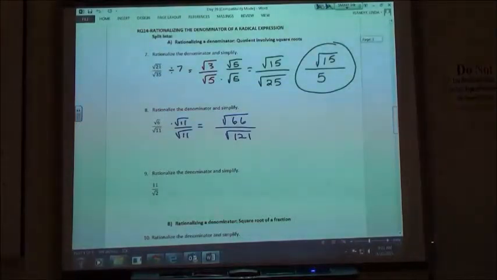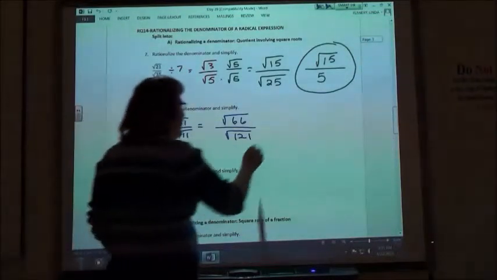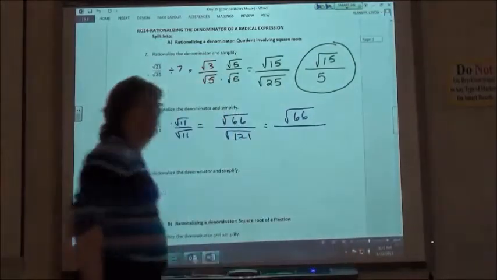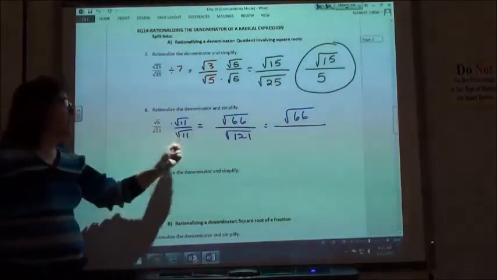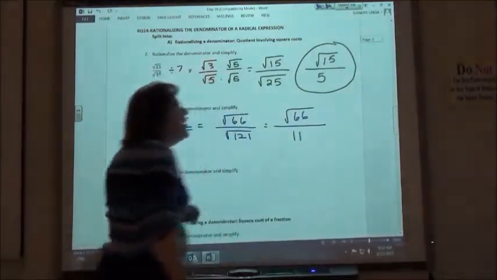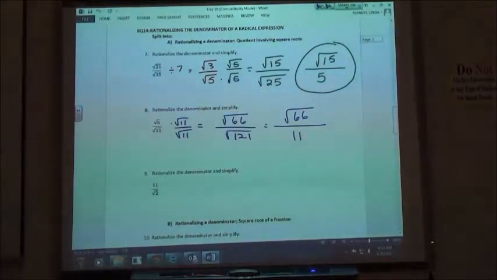And the square root of 121 should now be a perfect square. The square root of 121 is 11, right? We took 11 times 11 to get 121, so the square root of 121 is just an 11. No longer has the square root sign over the top of it, so it's rationalized.